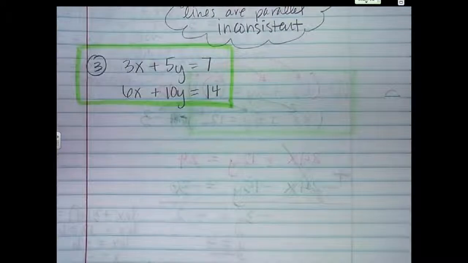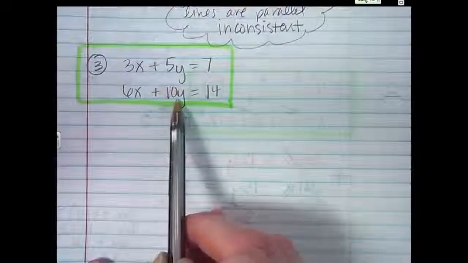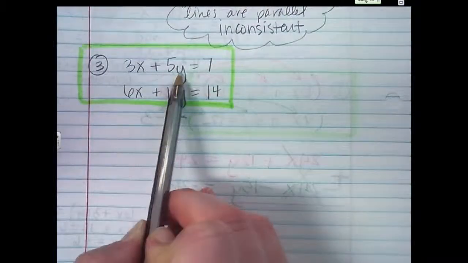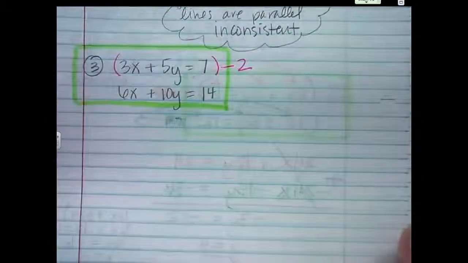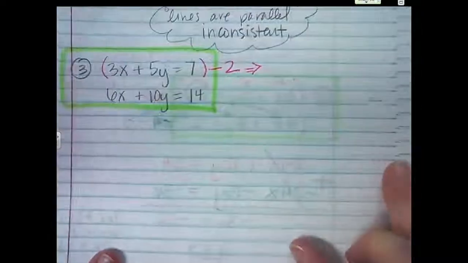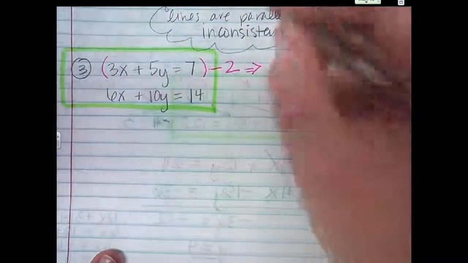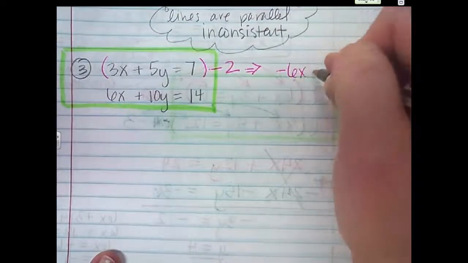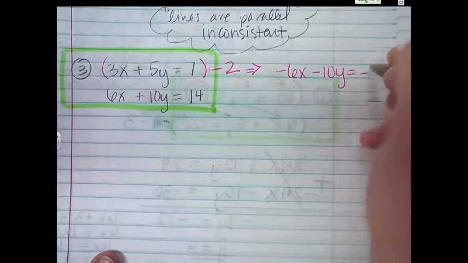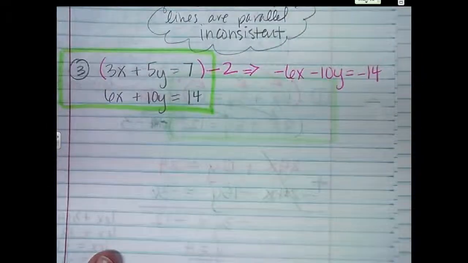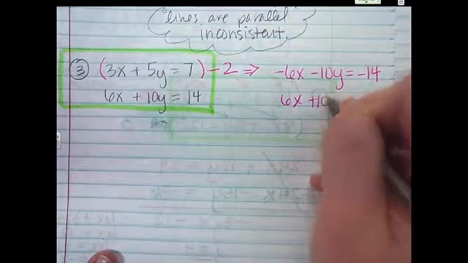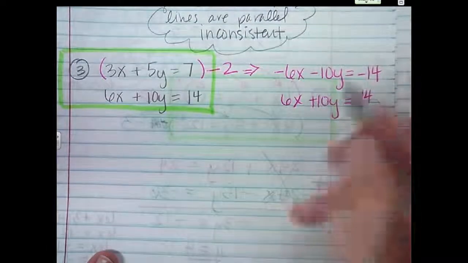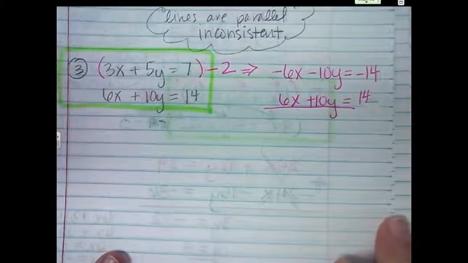So which one do you want to eliminate? The y's? Okay, so I have a 10y. I need this one to be a negative 10, so I multiply by a negative 2. So negative 6x minus 10y equals negative 14. This one stays the same, 6x plus 10y equals 14. So everything cancels out.